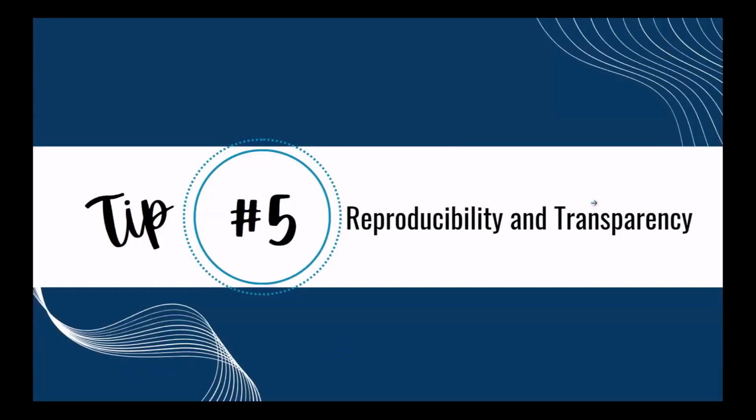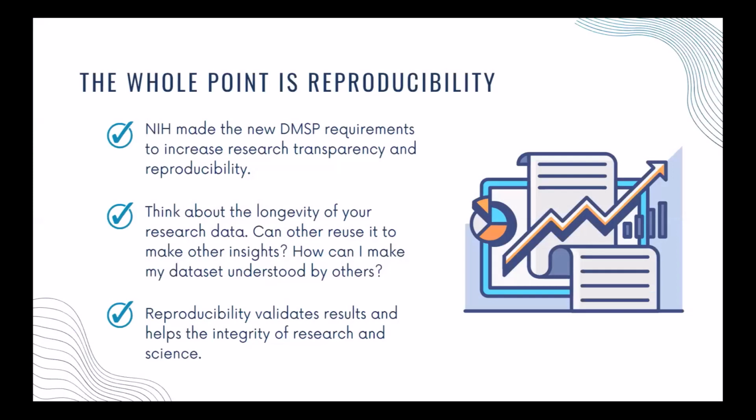Okay, and then reproducibility and transparency. So the whole point, I've touched base on this throughout the presentation. The whole goal of the NIH DMSP is to make research more transparent and reproducible. So you really need to think about the longevity of your research data. How can others reuse it? What other insights can be made from it? How can I make my data set more understood by others? So really thinking through that code book or something like that, how you're going to manage that long term so your data can be used by other people and put into a repository.